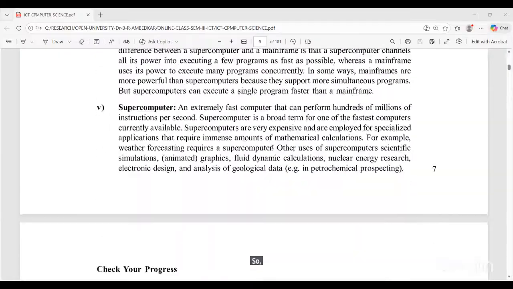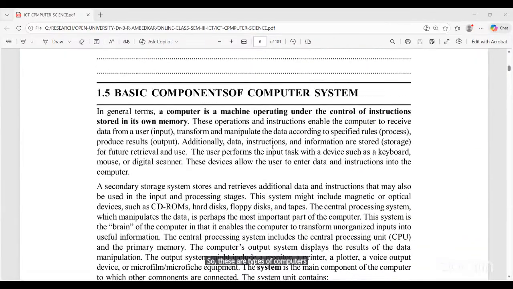So these are the types of computers. All these types of computers you can understand. You can see their images and all their internal parts. You can take them from any online websites.